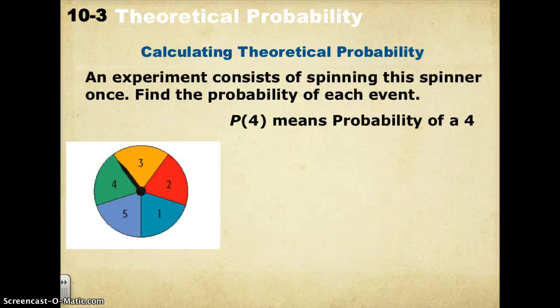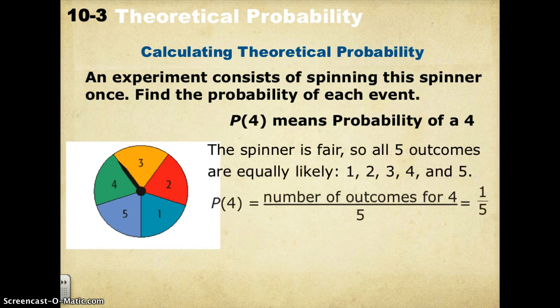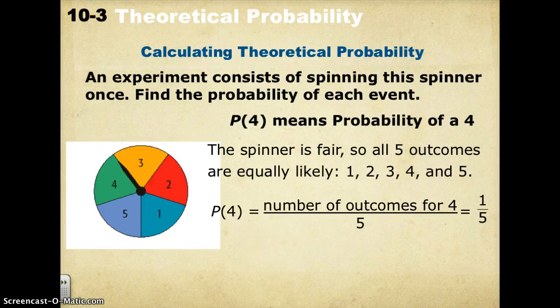An experiment consists of spinning this spinner once. Find the probability of each event. From looking at the spinner, we have equal spacing, and we have 5 individual numbers. P of 4 means the probability of a 4. So the P stands for probability. What's in parentheses is the event we're looking to occur or not occur. It would say not if we didn't want it. So we're looking to get a 4. There's 1 four on the spinner, so our probability as a fraction would be 1/5.